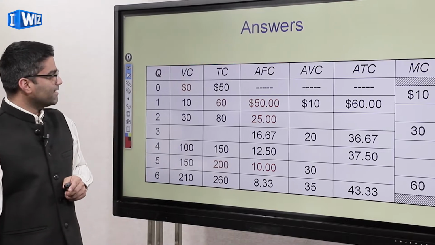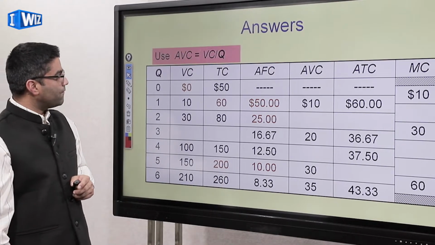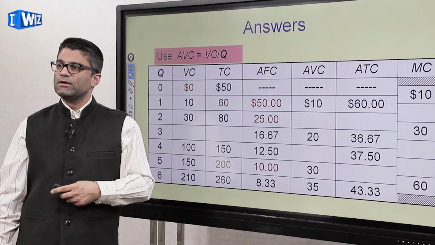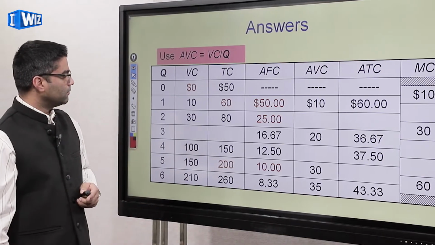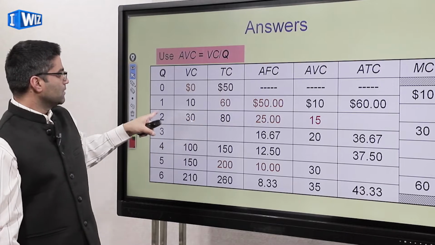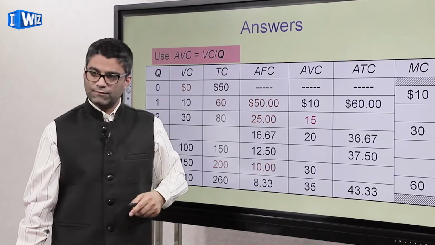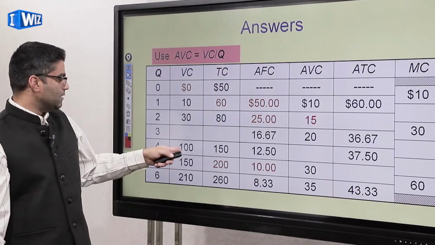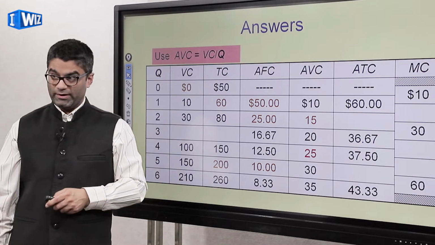So what's the next thing? The next equation you should know how to use is average variable cost equals variable cost divided by quantity. Now you should know that variable cost is 30, quantity is 2, so average variable cost is 15 at that level. Similarly, 100 divided by 4 gives you 25.